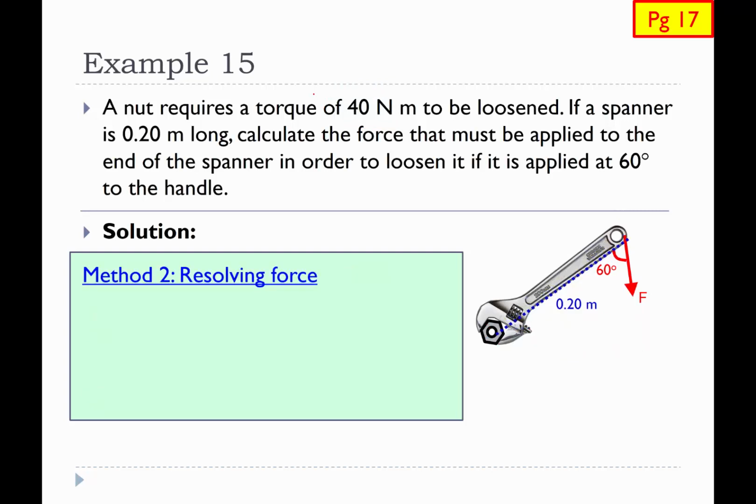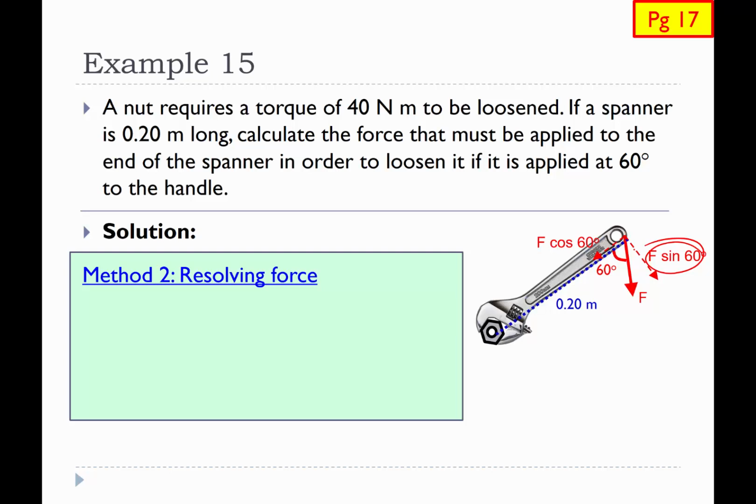Method 2 is we can resolve force. If you notice, just now what we were resolving is the distance 0.20 into a component that will be perpendicular from the pivot to the line of action. But instead of resolving distance, we can always resolve force. In this case, my force can be resolved into a component that is parallel to 0.20, and a component that is perpendicular to the 0.20, which is F sine 60 degrees.